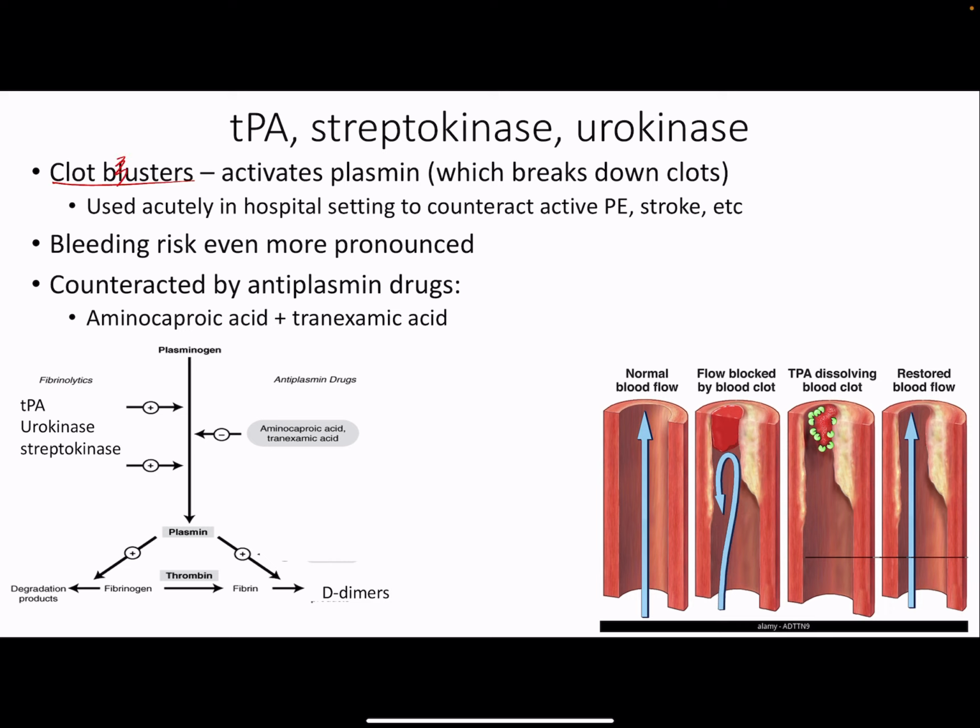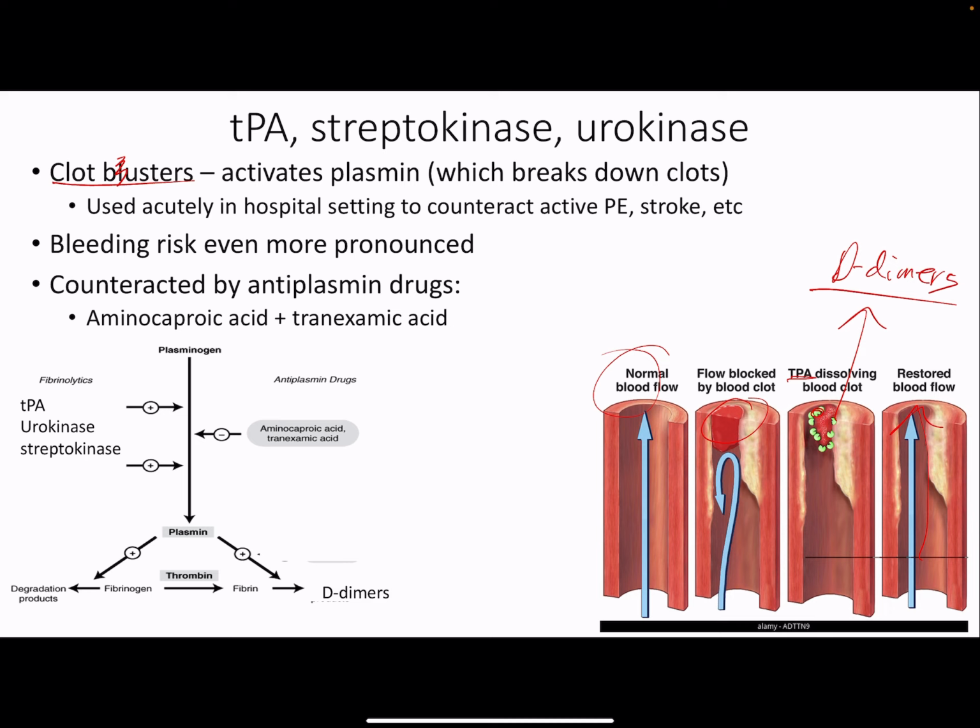Busters, not blusters. So here's our normal blood flow. We've got a thrombus or an embolus. Okay, let's give somebody TPA in an acute setting in the emergency room. That's going to come in, activate plasmin. Plasmin is going to break down this clot and restore normal blood flow. What are we going to see in this? We're going to see a lot of D dimers in this case.